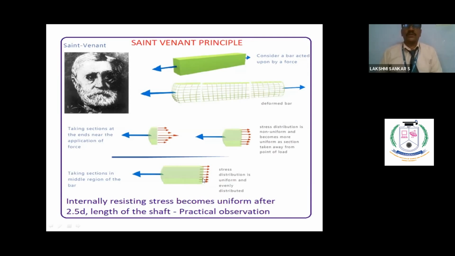Usually in any of the equations, we take it as very uniform. But that is not uniform with respect to the particular one. It is 2.5 times the diameter, the length of the shaft we have to take. So we are taking the member's head, a shaft of diameter D, then 2.5 times the diameter as the length. After that, the stress becomes uniform. That is a practical observation. It has been invented by this gentleman, Saint-Venant. So it is called Saint-Venant's principle. It is a nice concept.